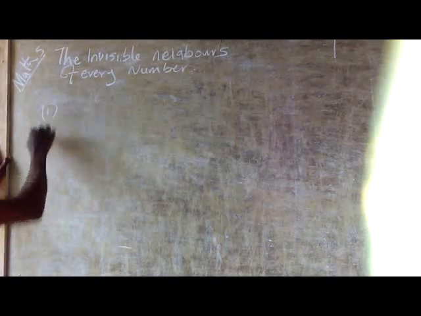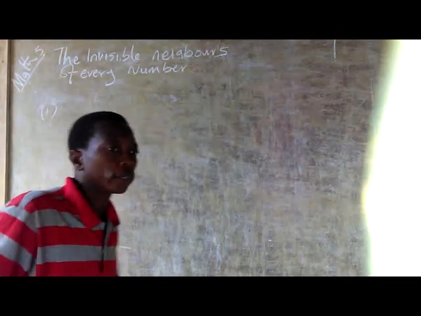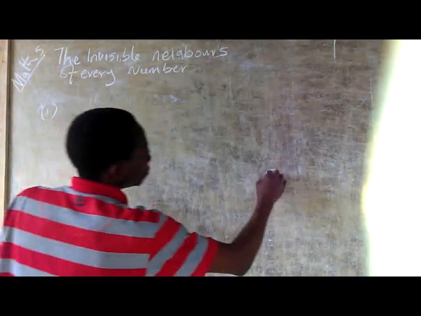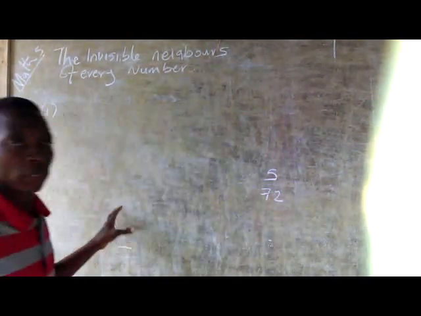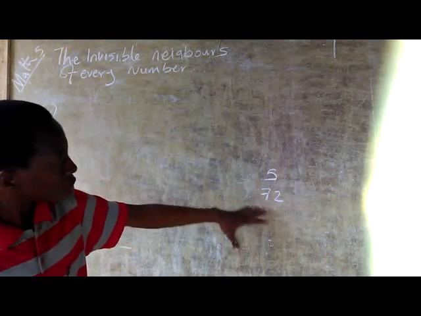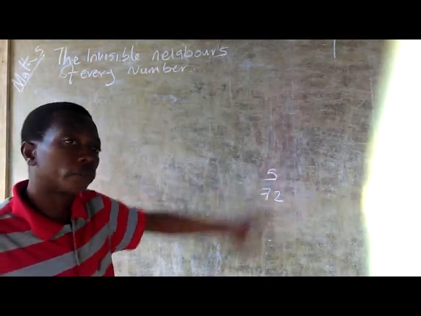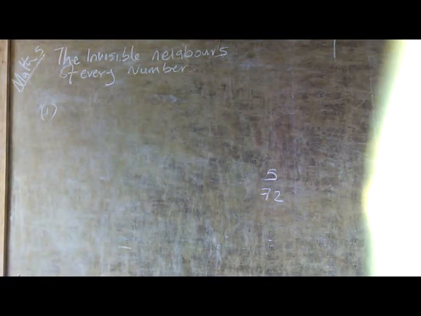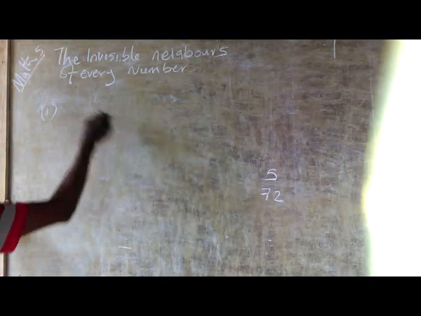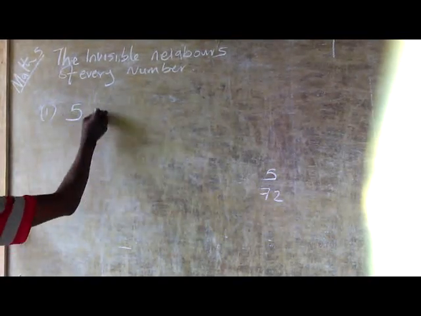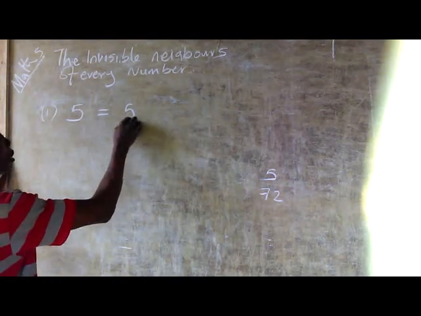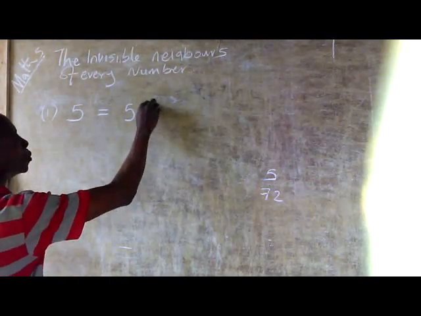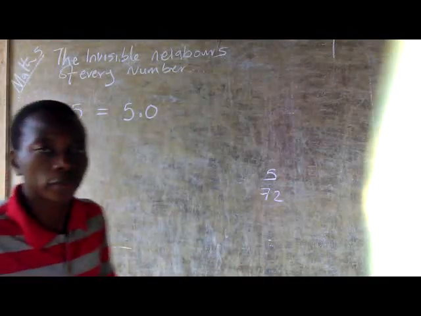Number 1. Let's assume you have a number like 5, or a number like 72. There are 5 things attached to these numbers, invisible. I call them invisible neighbors of every number. Let's pick 5. 5 has a neighbor called 0.0, but it's invisible.